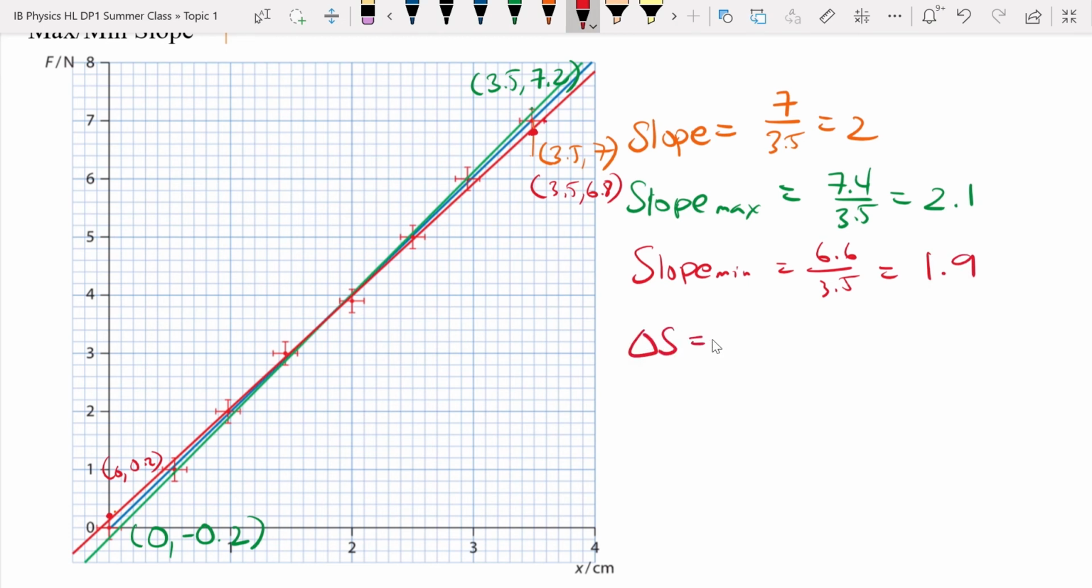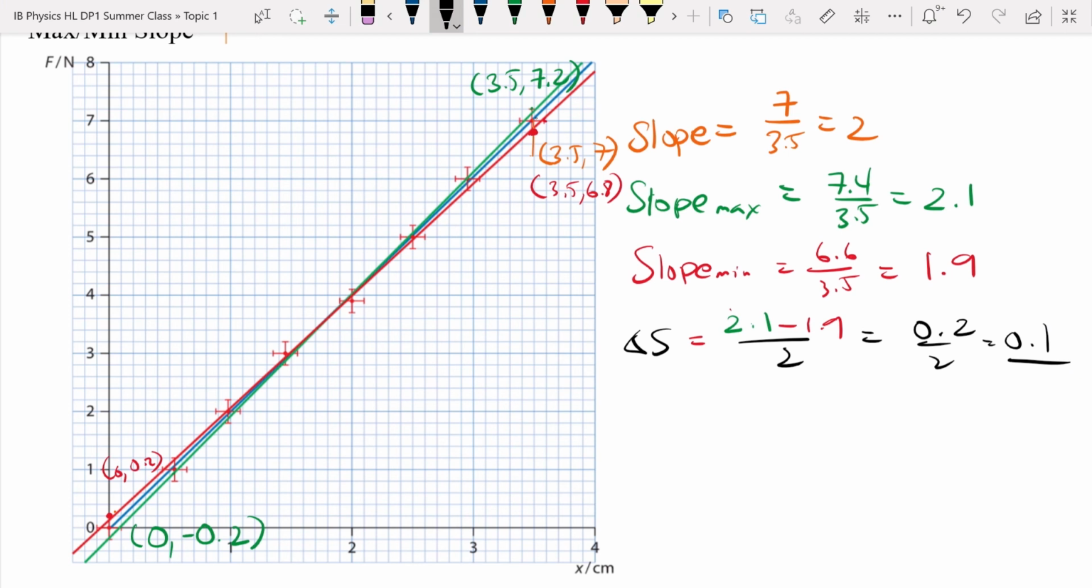So what is the error in the slope? The error is the maximum, 2.1, minus the minimum, minus 1.9, divided by 2. So the slope error is going to be 0.2 divided by 2 equals, right, 0.1. This is your error.